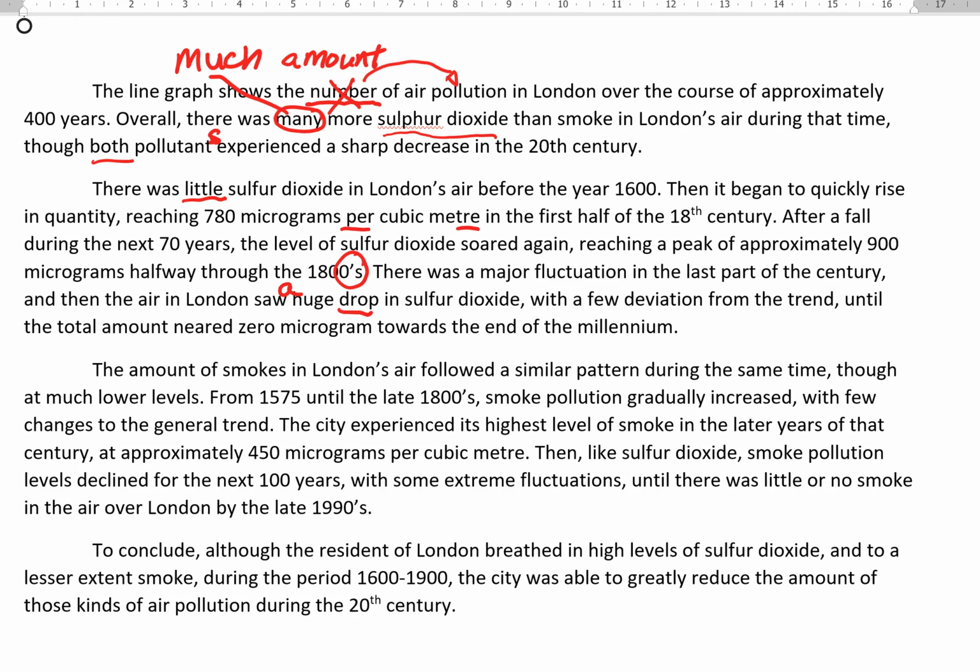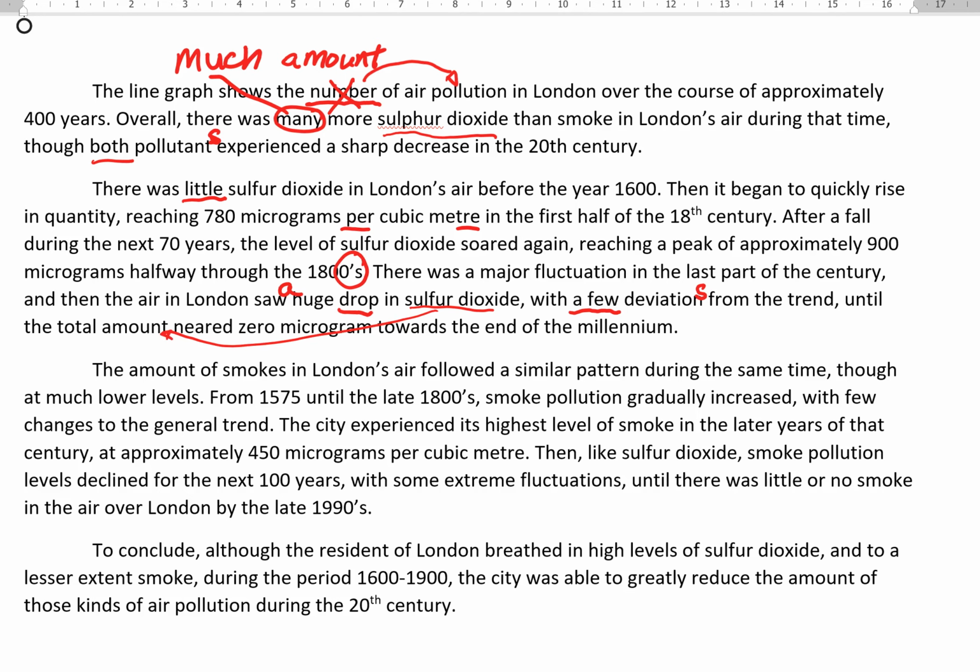A huge drop in sulfur dioxide, with a few deviation, okay, well, there's a little mistake. A few, okay, is plural. Deviation or change is countable, and so we need s. Don't forget the s. A few deviations, okay, from the trend until the total amount. So we're talking about sulfur dioxide, so amount for a non-count noun, that's correct. The total amount neared 0 microgram.